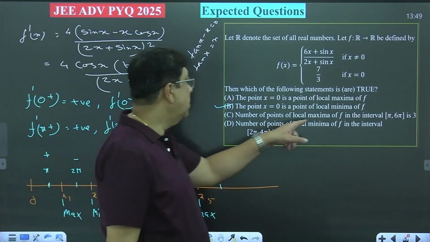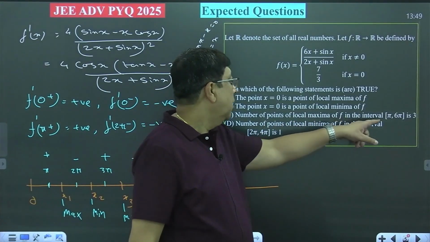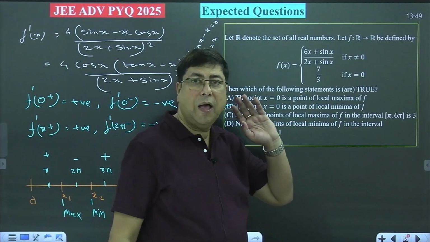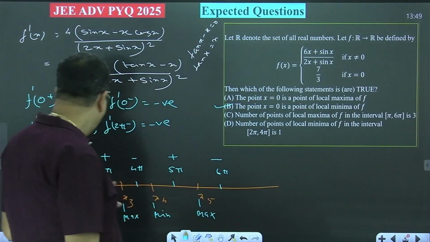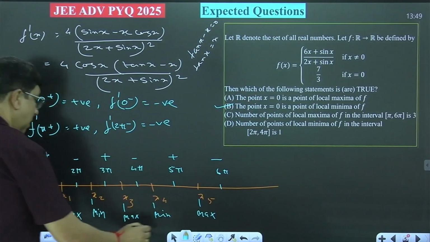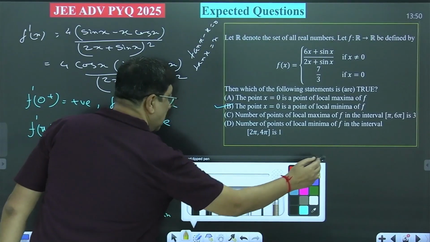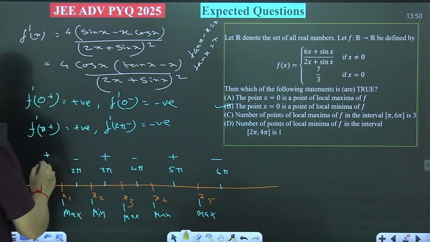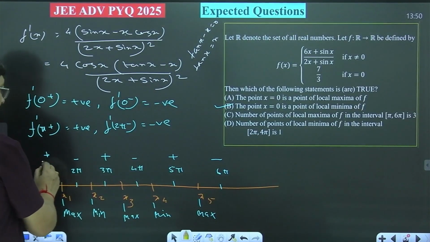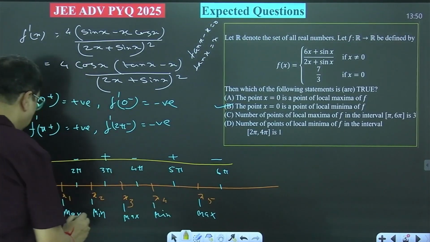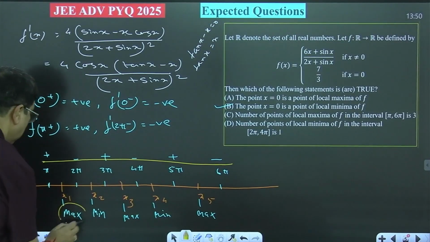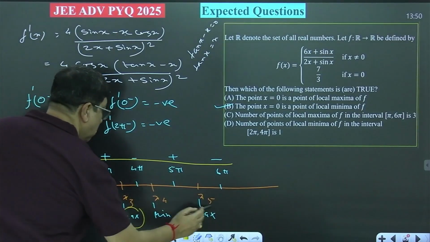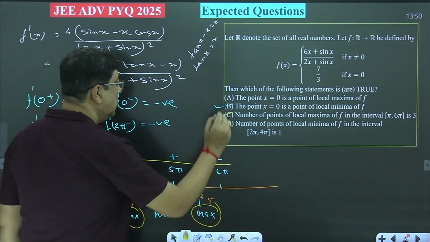The number of points of local max in the interval pi to 6 pi is 3. Let us see pi to 6 pi. Everybody, between pi to 6 pi, this is pi to 6 pi. This is coming to be what? Max 1, 2, 3. Absolutely, option number C is right.